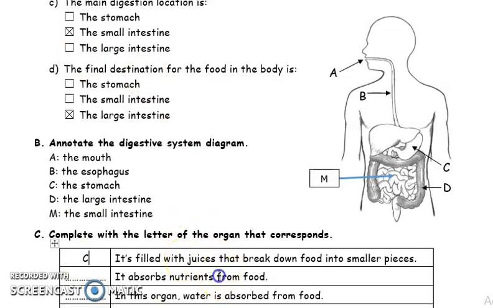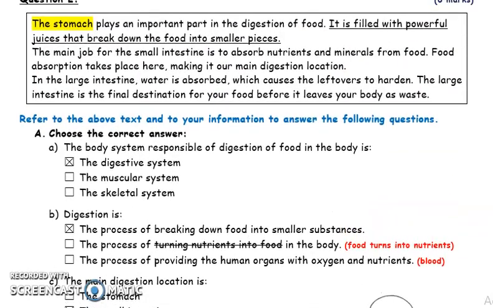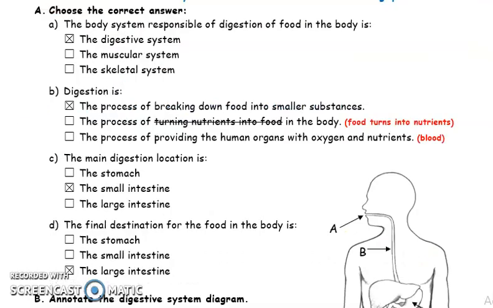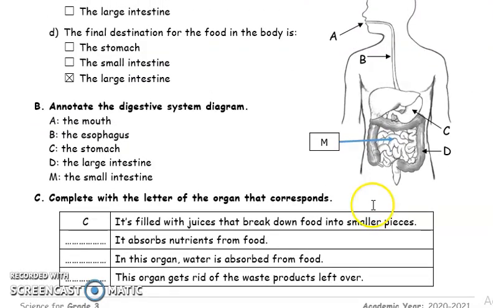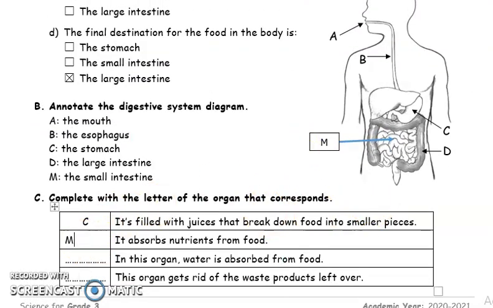It absorbs nutrients from food. Which part of the digestive system absorbs nutrients from food? Absorb nutrients from food. We were talking about the small intestine. The small intestine, I use the letter M for the small intestine.